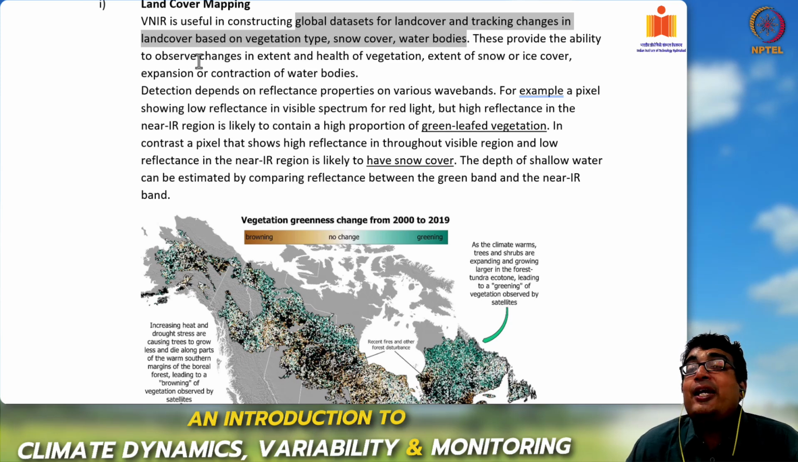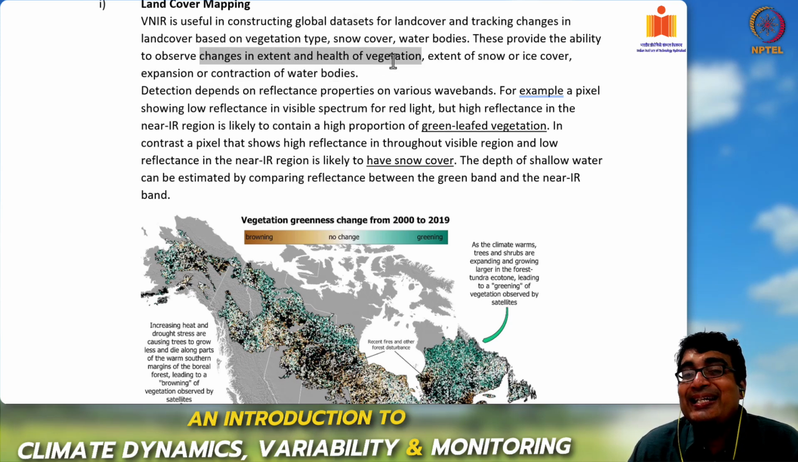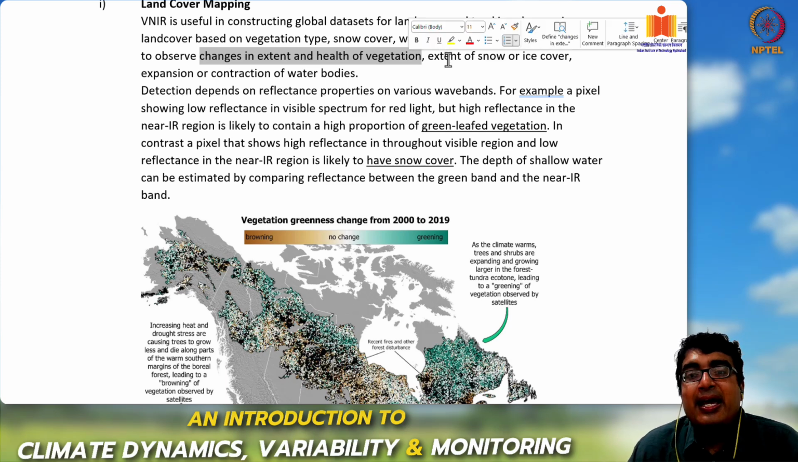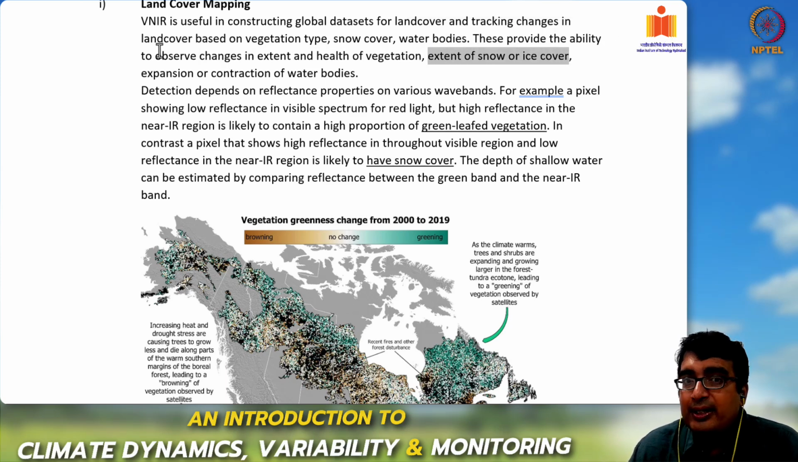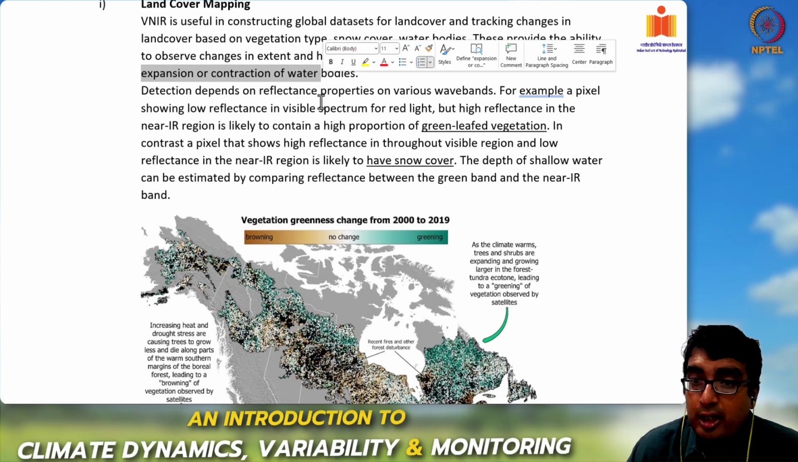It can observe changes in extent and health of this vegetation, extent of snow or ice cover, expansion and contraction of water bodies.